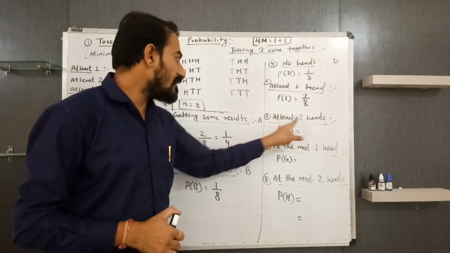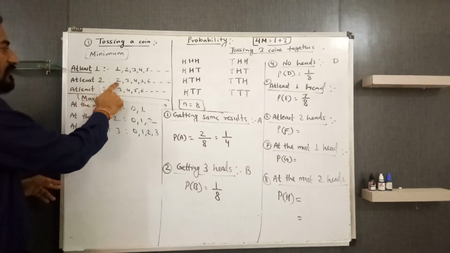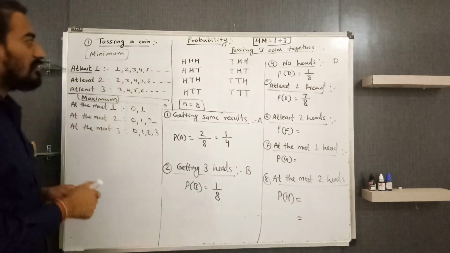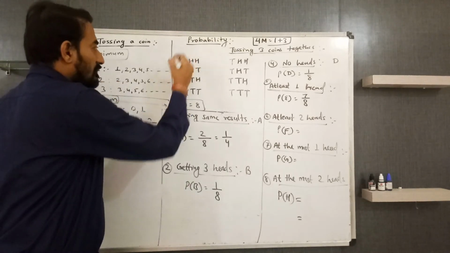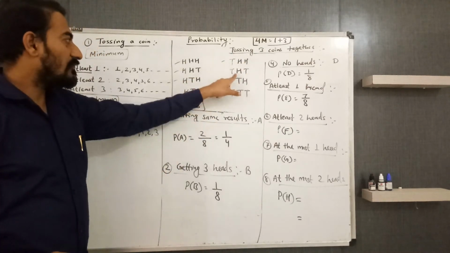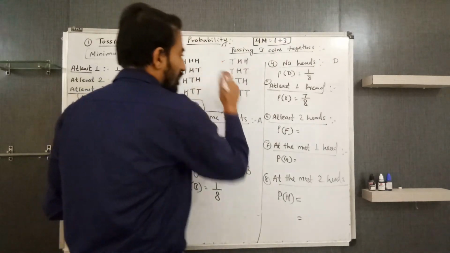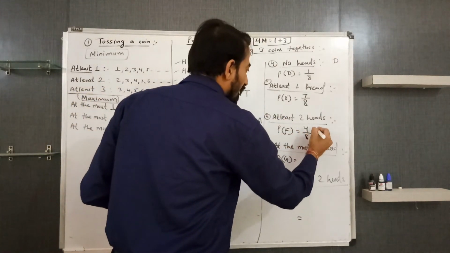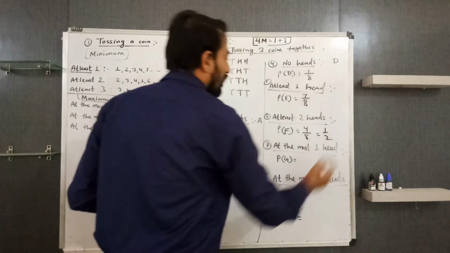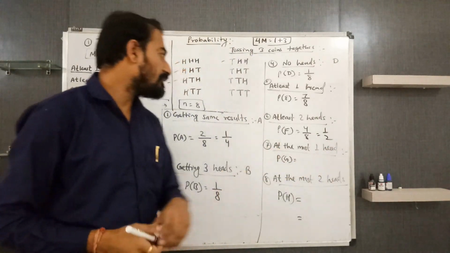Now next, at least 2 heads. At least 2 heads means 2 and 3 heads. So 3 heads, 2 heads, 2 heads and 2 heads. 1, 1, 1 we cannot take. So for this we have 4 outcomes, 4 by 8. So what will we get? 1 by 2.